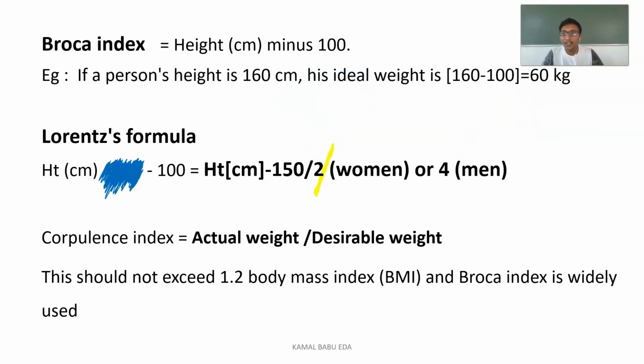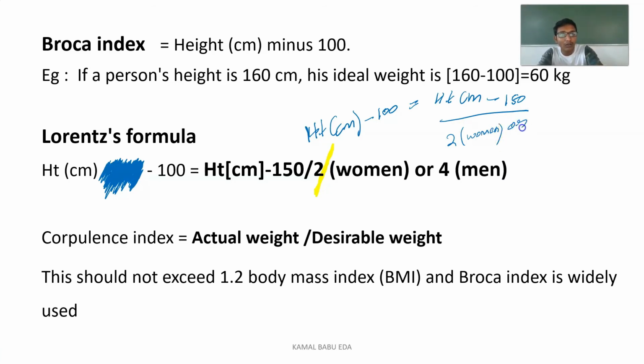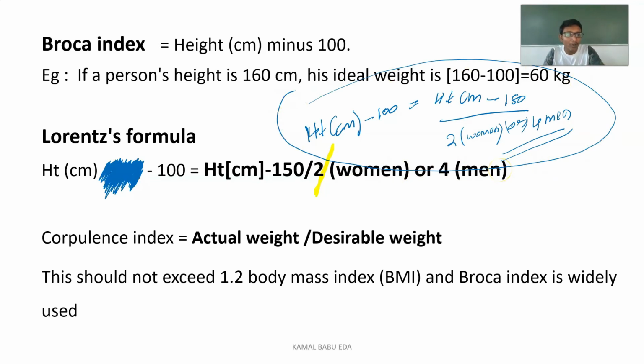So nextly, we'll see regarding the Lorentz formula. Here, height in centimeters minus 100 equal to height in centimeters minus 150 by 2 for women or 4 for men. So here the formula is like this: height in centimeters minus 100 equal to height in centimeters minus 150 by 2 for women or 4 for men. So this is the formula of this Lorentz.